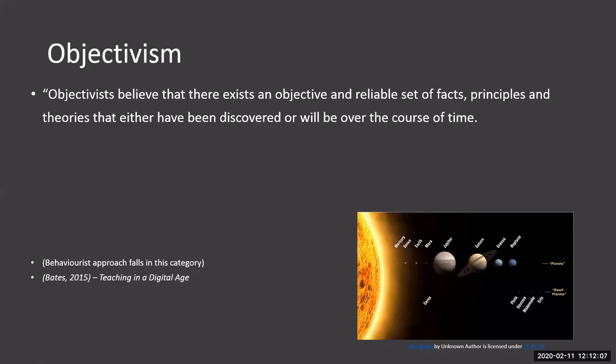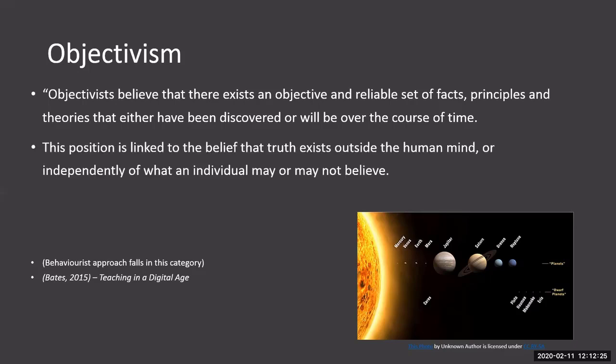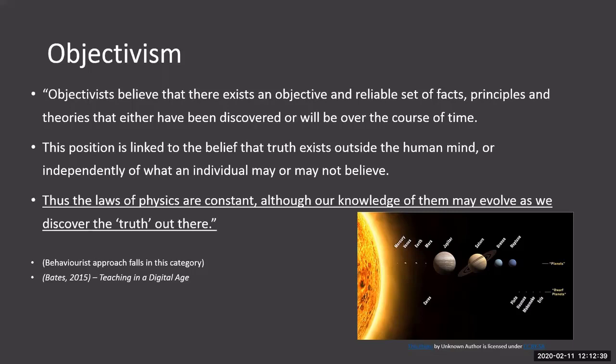Objectivists, where do they stand on learning theories? Objectivists believe that there exists an objective and reliable set of facts, principles, and theories that either have been discovered or will be over the course of time. That's their standpoint. Their position is linked to the belief that truth exists outside the human mind or independently of what any individual may or may not believe. Their stance is that the laws of physics are constant, although our knowledge of them may evolve as we discover the truth out there.